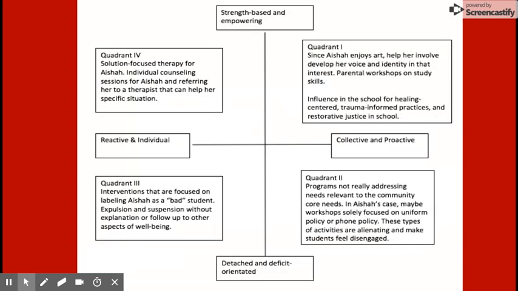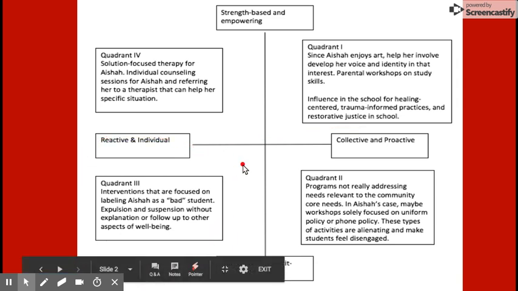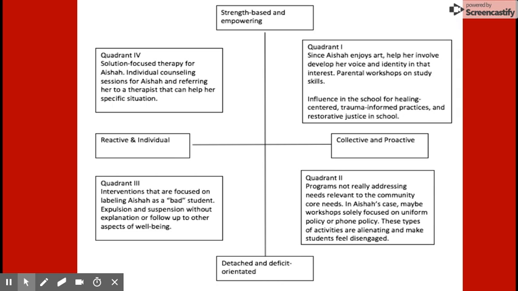When we look at approaches to help Aisha and interventions to help her, there are 4 different key aspects we would like to target. So this is called the SPEC chart, and SPEC stands for strength-based, proactive, empowering, and collective. So the best thing that we can do for Aisha is really in this quadrant right here. The worst thing we can do for her is in this quadrant right here, which are interventions that are reactive, deficient-orientated, detached, and very individualistic.